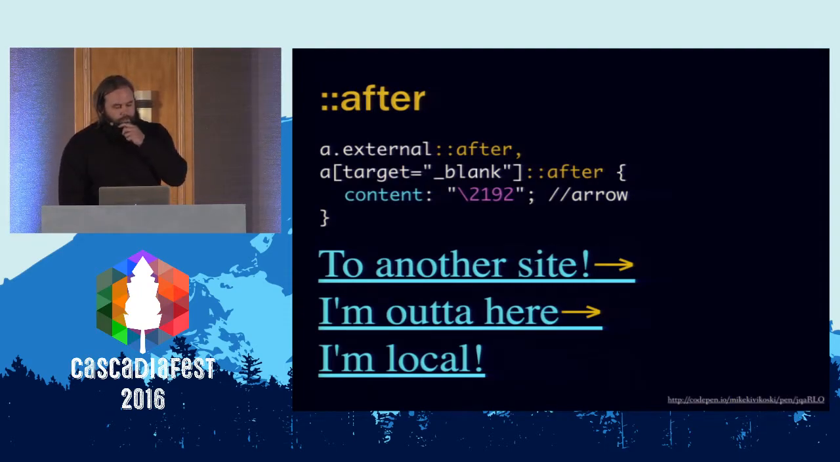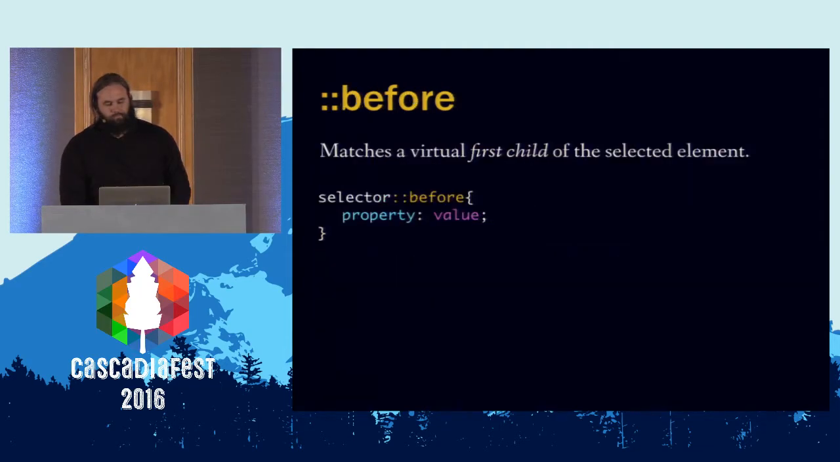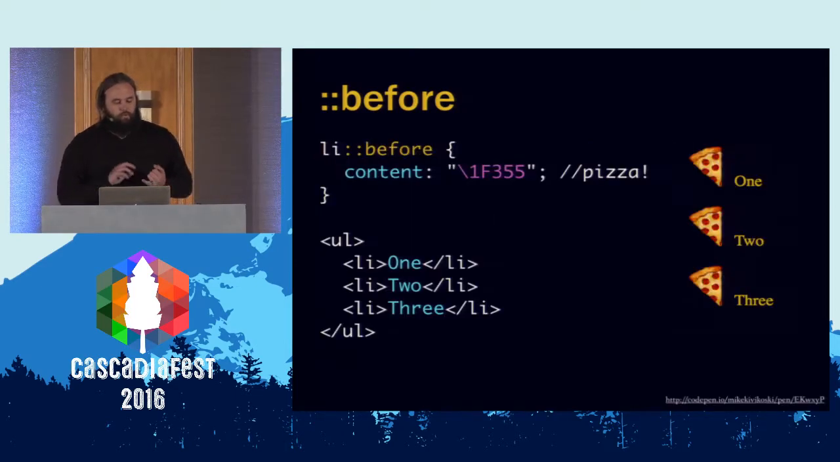So in this, it has a link to another site, and then our arrow, I'm out of here, blah, blah, blah. You can also use this for tooltips, icons, visual candy, or CSS gradients. And before matches a virtual first child of the selected element. This is good for replacing list items, adding quotes, tooltips, icons.